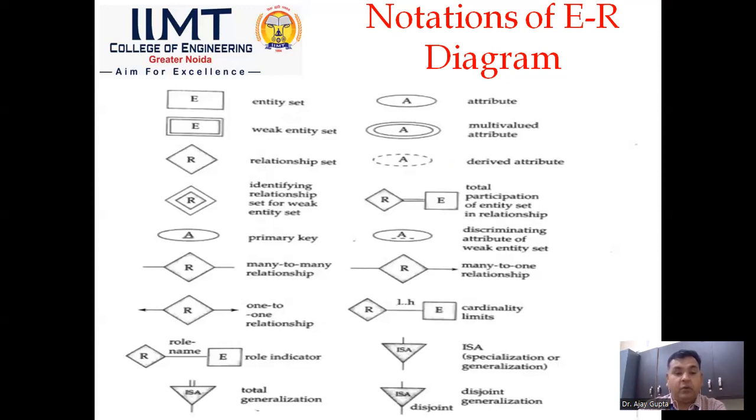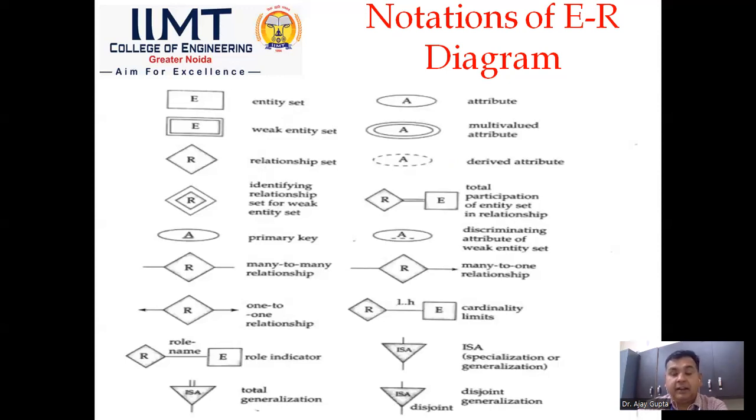Similarly, one to one relationship: the diamond box and two lines, one on the left side and one on the right side. So both left and right are single arrowed. Single arrowed means it is a one to one relationship. Then role indicator. A role indicator indicates the role, which is written on the link between the relationship set and entity set.